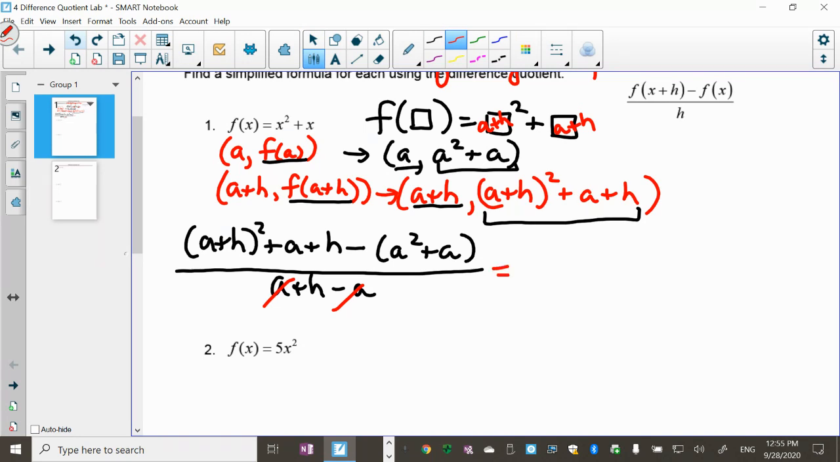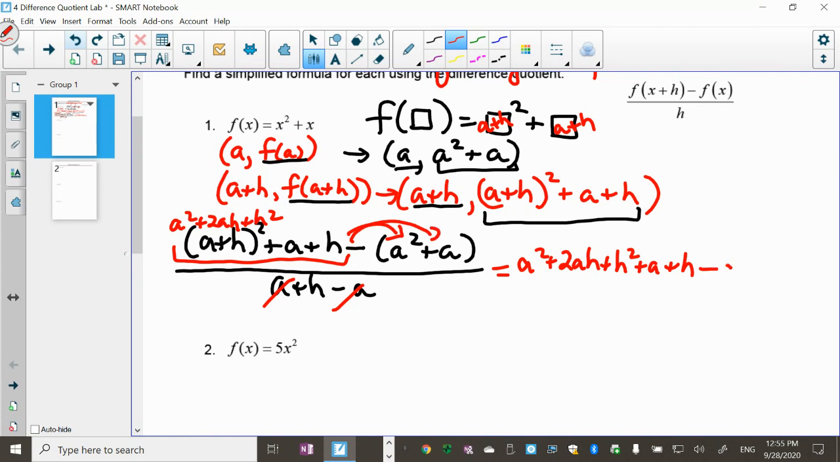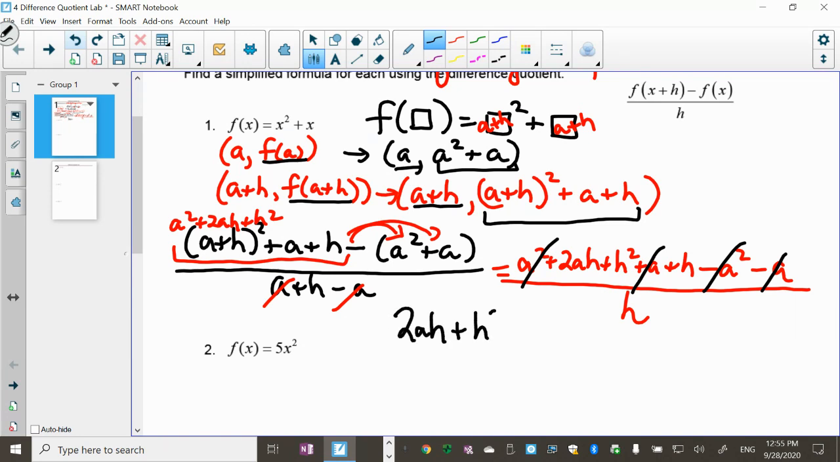And I'm going to multiply this out, which is a squared plus 2ah plus h squared. And that's going to be right here. So I have a squared plus 2ah plus h squared plus a plus h. So I finished this part. Subtract these two by changing their signs, minus a squared minus a, all over h. Now, if you did this right, the whole second half of this should cancel. And so I can say thanks for playing. The a's are gone. The a squareds are gone. So now I have 2ah plus h squared plus h, all over h.